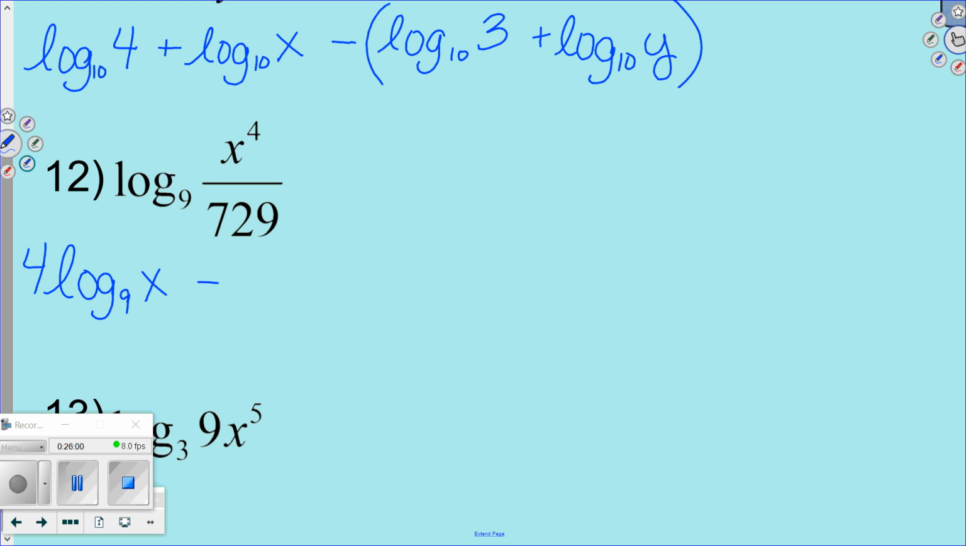Do I need a parenthesis? I don't need one because it's just one piece. If you put one, not wrong. Okay? So then it would be log base 9 of 729. Does that become anything? 81. 9 to the 81st power? Exponents. Think in exponents. 9 to what power equals 729? To the third. So 4 log base 9 of x minus 3.